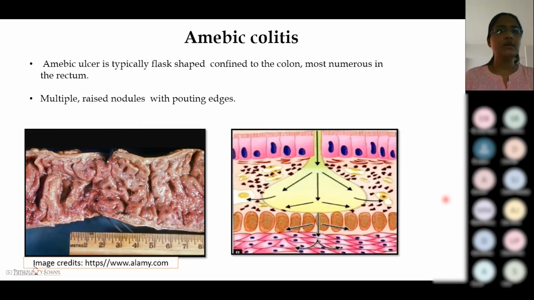So next, we will see amoebic colitis. The amoebic ulcer typically seen in amoebic colitis is flask shaped and confined to the colon, most numerous in the rectum. Here we can see multiple raised nodules with pouting edges, and on cross section their shape is a mouth and neck being narrow with a wider base, giving it a typical flask-shaped appearance.